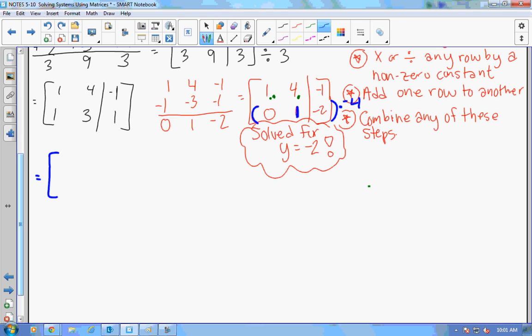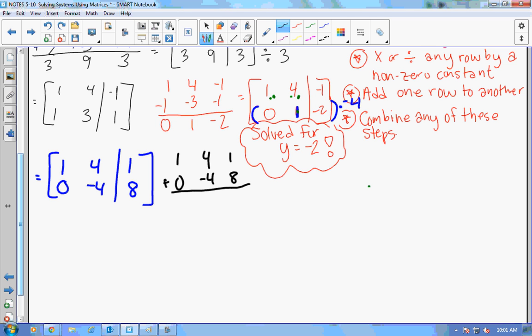If this is a positive 4, I want it to go to 0, my options are multiply or add, but I don't want to change the 1. So if I times this guy right here by a -4, I get a 0, -4, and positive 8 on the bottom row. The top row stays the same. If I add the top and bottom, I'm going to get a 0 right there. That's what I want.